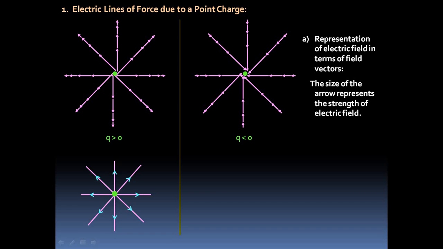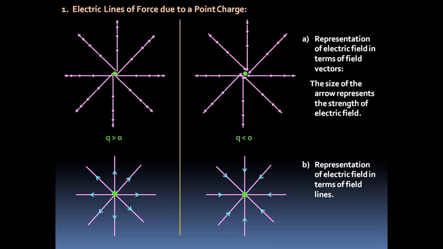If we simply have to represent it, then we can do it like this: for positive charges like this, and for negative charges like this. That means for positive charges the lines will be going out, and for negative charges they will be coming in. The arrows are very important here.